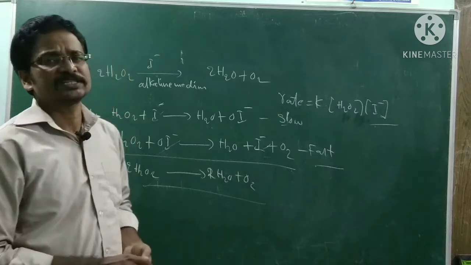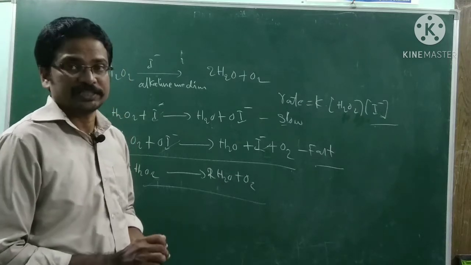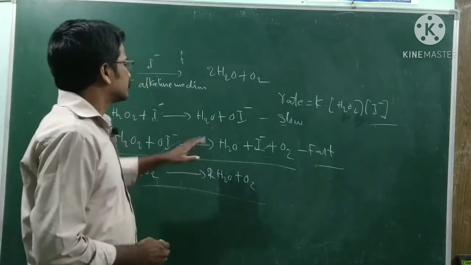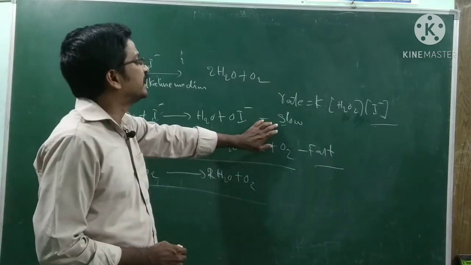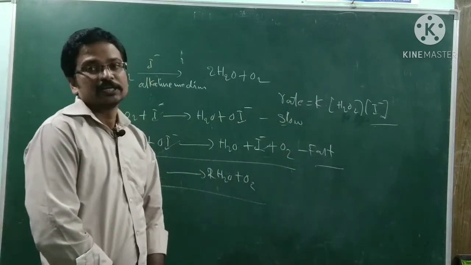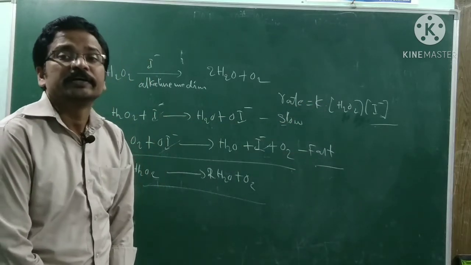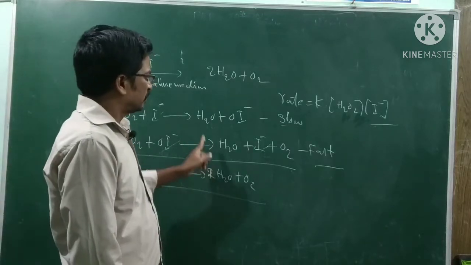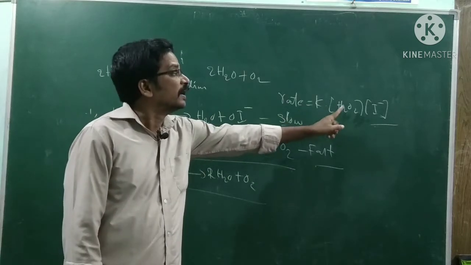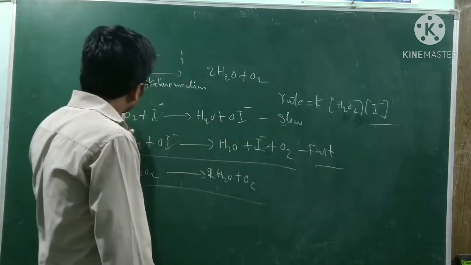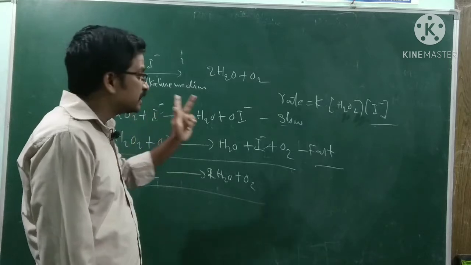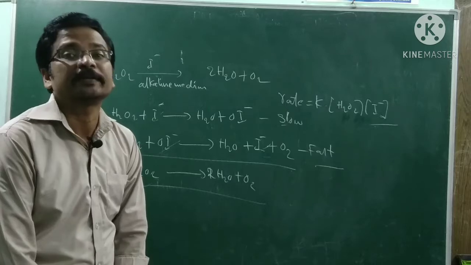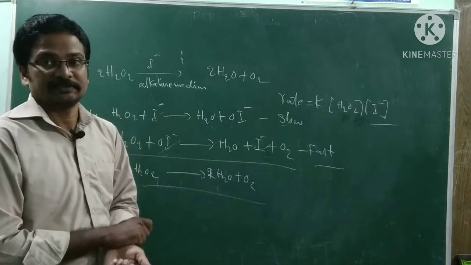How can we say this is a slow step and this is the fast step from the given data? Because the slowest step only determines the rate of the reaction. Here there are two steps, but they have taken the reactant from equation number 1, so it must be the slowest reaction.